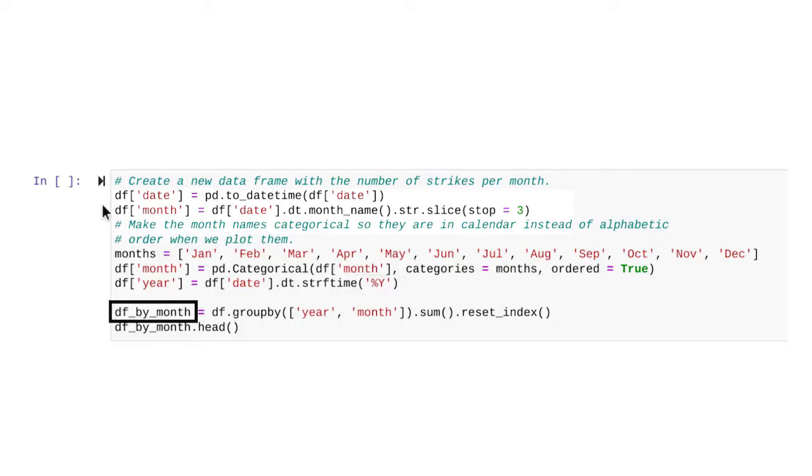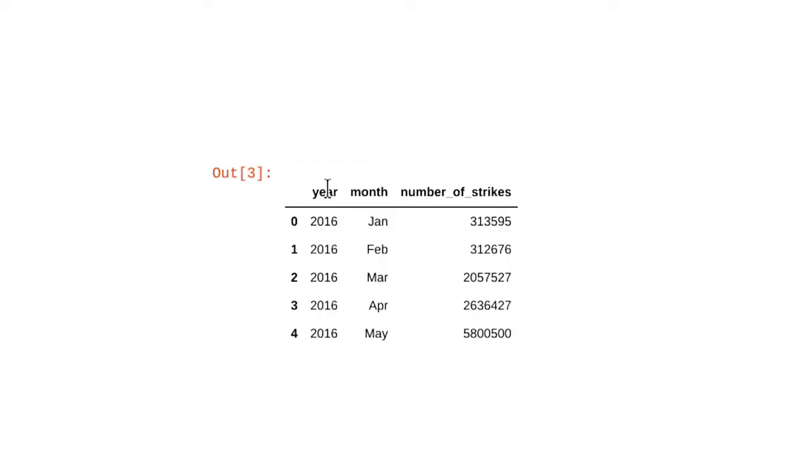Finally, let's create a data frame called df by month, which groups the number of strikes first by year and then month. The last part of the code here is making sure that the number of strikes is added together for each month using the sum method. We'll tack on the reset index function to tell the notebook to recount the rows from 0 without using its initial order. When we look at the top of the data frame using the head function, we get the first 5 rows of data with columns of year, month, and number of strikes.